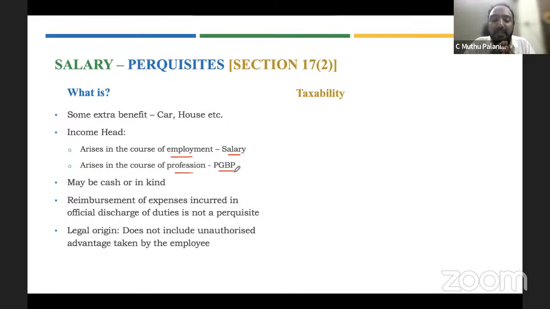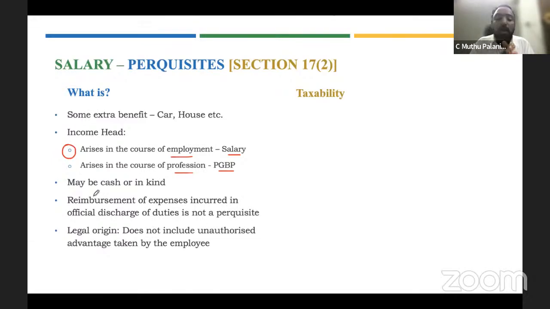So perquisite could arise during employment or during business. If it is business, it is business income. If it is during employment, it becomes salary income. So it is determined by who is receiving the perquisite. Now what we are going to see is only what happens when it is covered under salary.